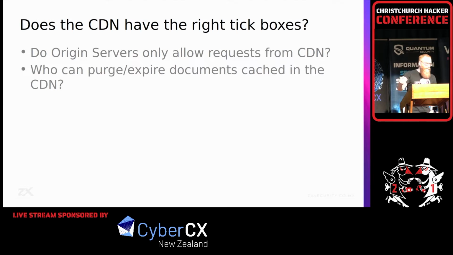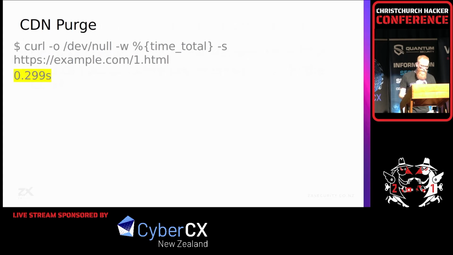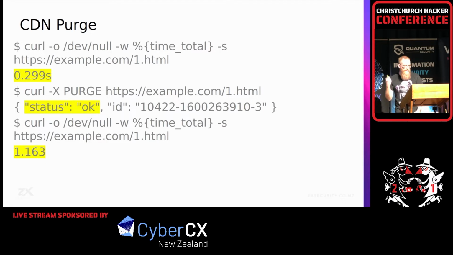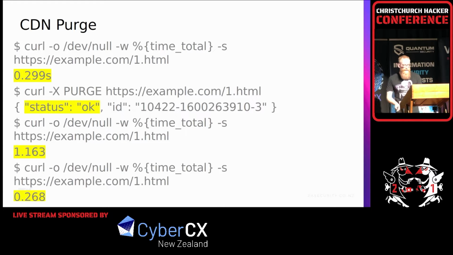And have you configured the right boxes on your origin server and in the CDN? Does your origin server only allow requests from the CDN, or can anyone still make a request to it? Who can purge and expire documents that are cached in the CDN? For example, with a customer, we could do a request, it was in the cache, about 0.3 of a second, that was fine. Though from a random IP address, we could send a purge request to the CDN. That was successful. Next request takes almost 4 times as long, because it's not cached, it's got to go back to the origin server. Subsequent requests are fine.